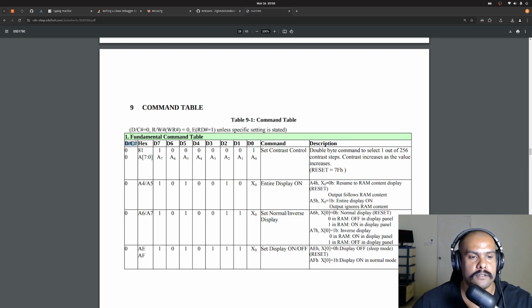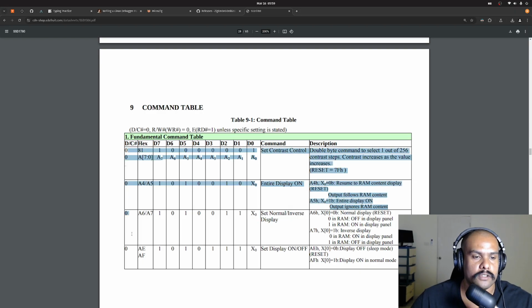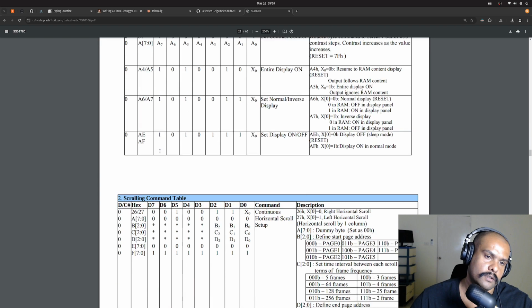I just learned this, I think it was a couple of days ago. That hash means it's active when it's low. So if C is 0, that means it's the control pin. Which was quite interesting. Okay. So this is always going to be 0 because it's the command table.